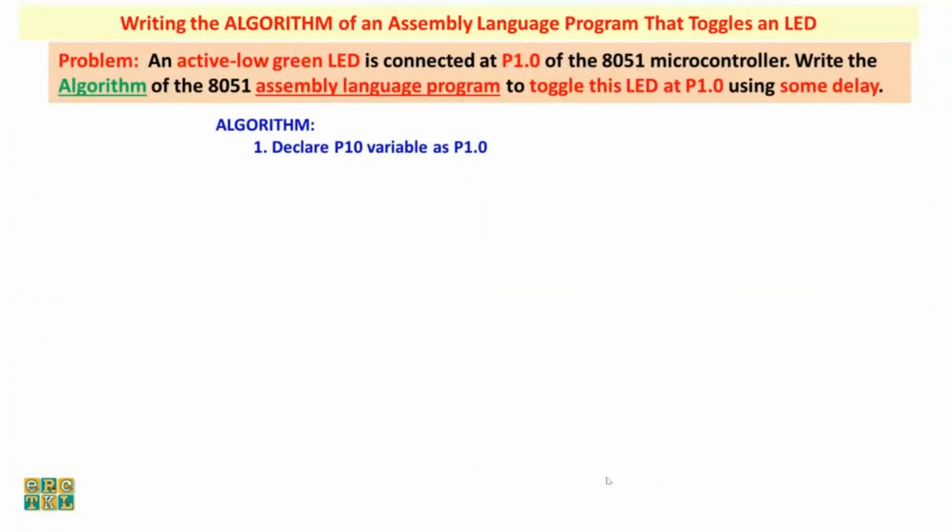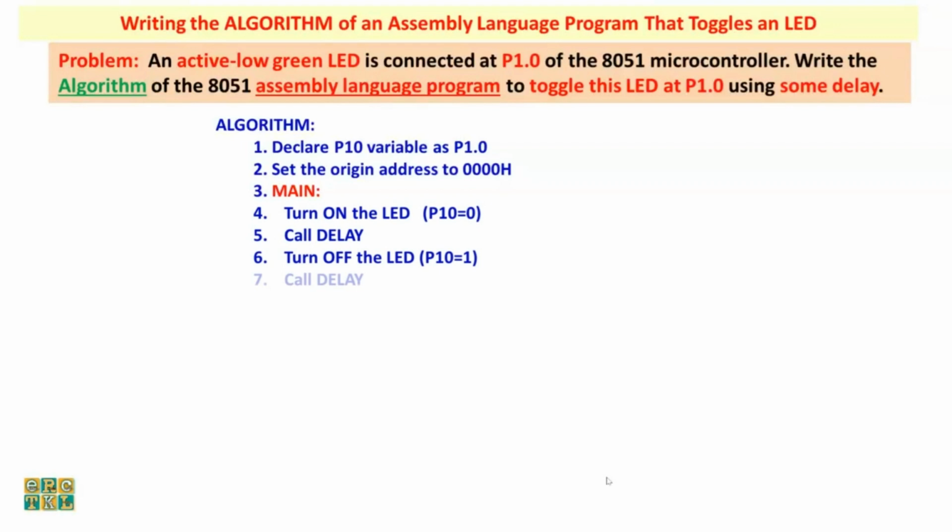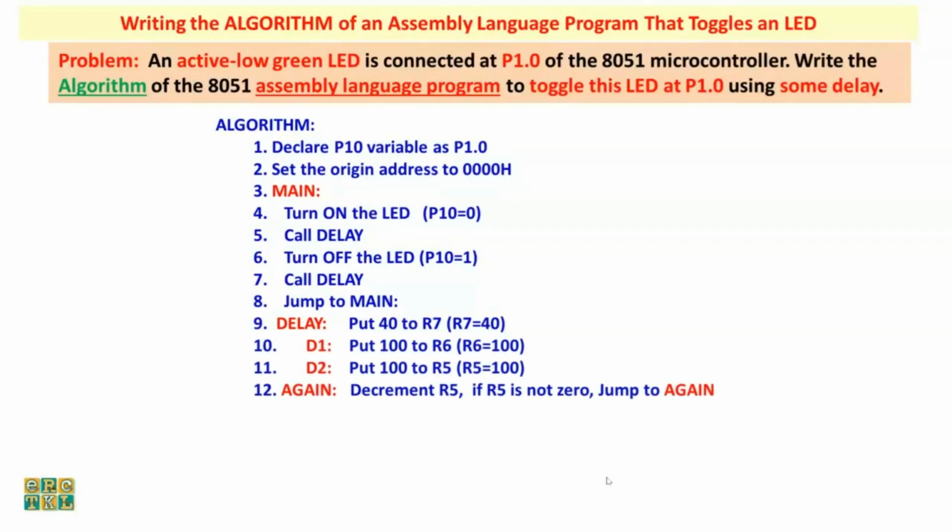Okay. So declare the variable, set the origin to 0000H, main, turn on, call the delay, turn off, call the delay, jump to main. This is the third time that you see this. Now I hope you understand. This is not easy. This is very hard, the assembly language.